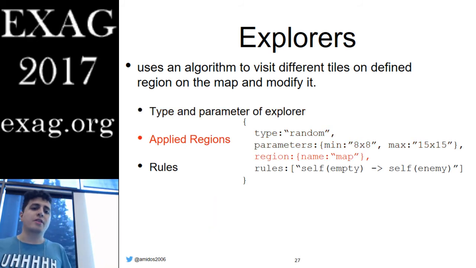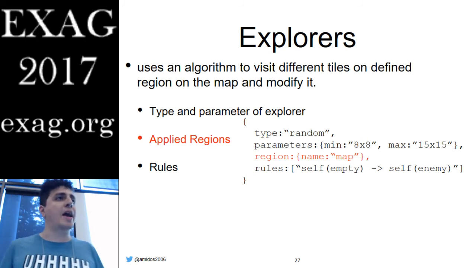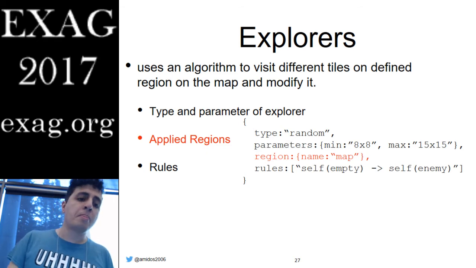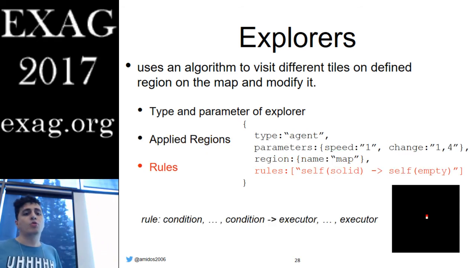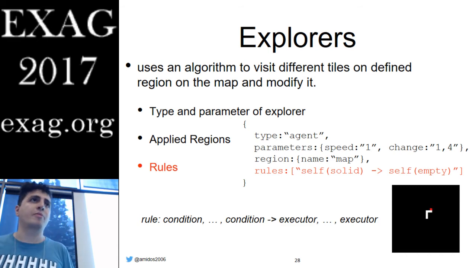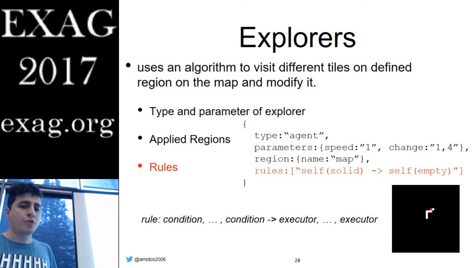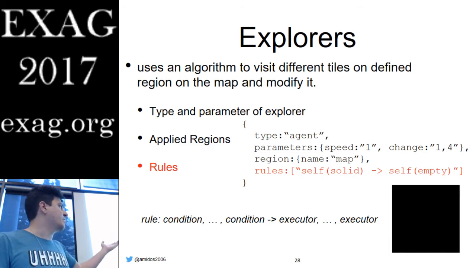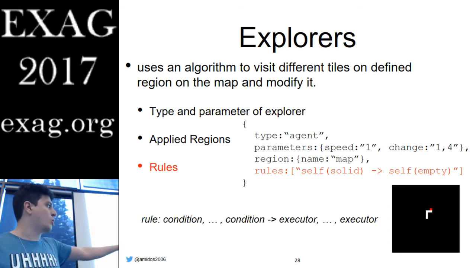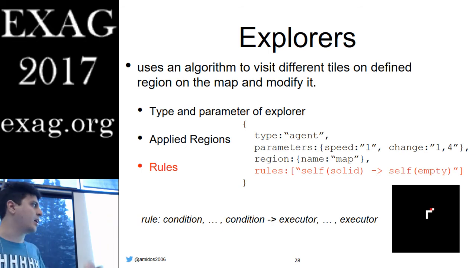The second part is the applied region. Should we apply it to the whole map, or should this be applied to a certain region or to all regions? So you need to define where the explorer will work. And the last thing is the rules themselves. The rules are the things that modify each cell on the map. For example, here it says if you are at any location and you are solid, just change it to empty. And this is what caused the map down there. That was an agent walking, and while it's walking, it makes everything behind it empty.